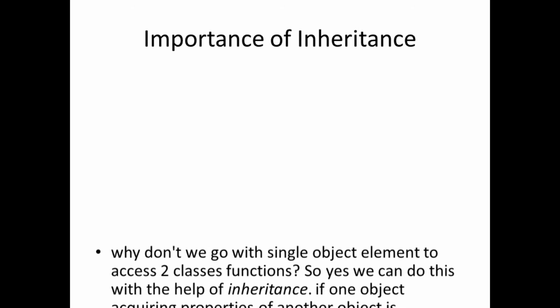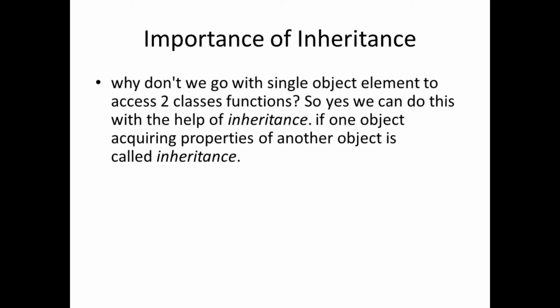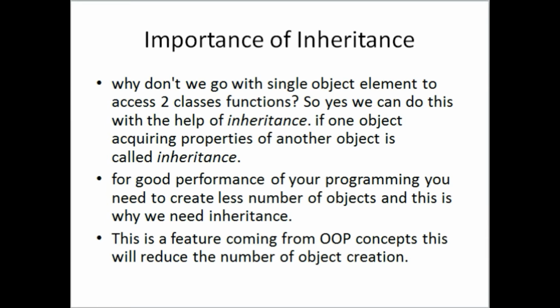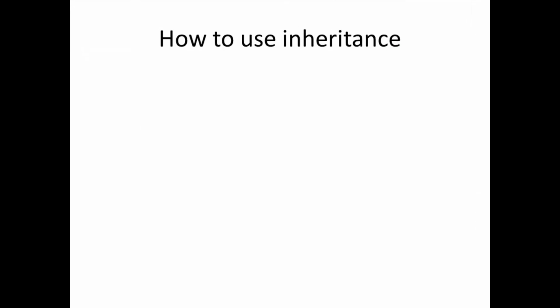Importance of inheritance. Why don't we go with a single object to access two classes' functions? So yes, we can do this with the help of inheritance. For good performance of your programming, you need to create fewer objects. So this feature comes from the object oriented programming concept. This will reduce the number of objects and enhance your code performance.